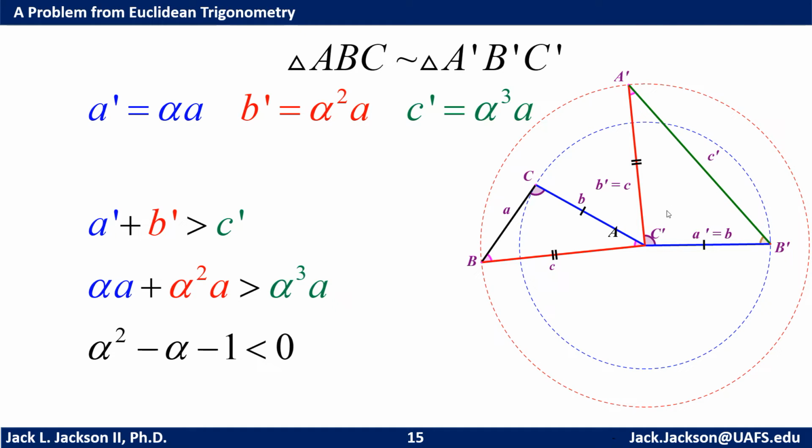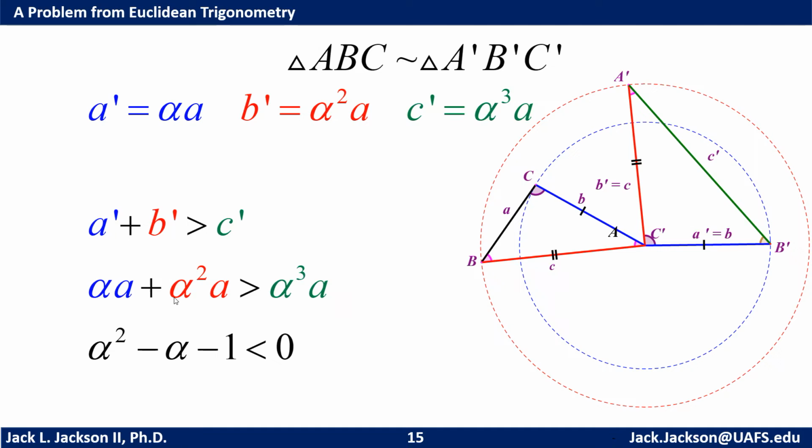So you've got this triangle here. The length of any side has to be strictly less than the sum of the other two sides. So we know that A prime plus B prime has to be strictly greater than C prime. Now this is just substituting in. A prime is alpha A, B prime is alpha squared A, and C prime is alpha cubed A. But now they all have an A, so let's divide everything by A, and we get alpha plus alpha squared is greater than alpha cubed.